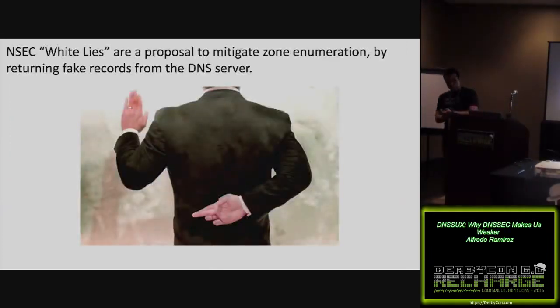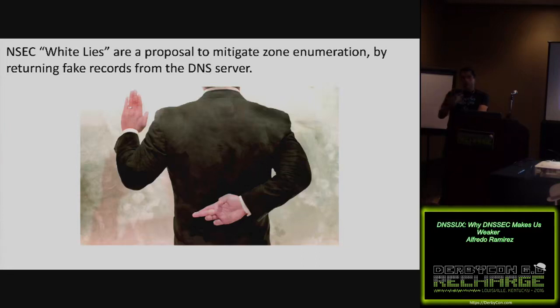There are a couple of interesting potential solutions. One of them is this idea of white lies. The idea is that when I query a name server, I have to know if that name actually exists or not. With NSEC white lies, instead of telling you the next and the previous name, they make something up. They'll do an offset, so that you still know that that name doesn't exist, but it didn't actually leak information.